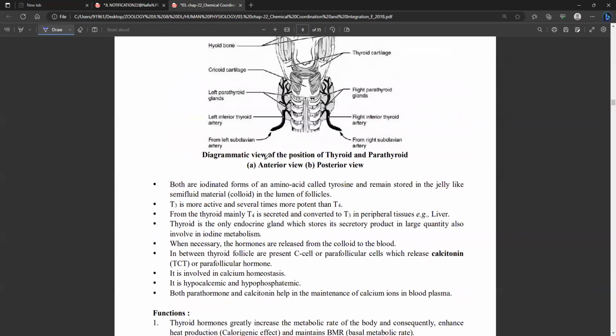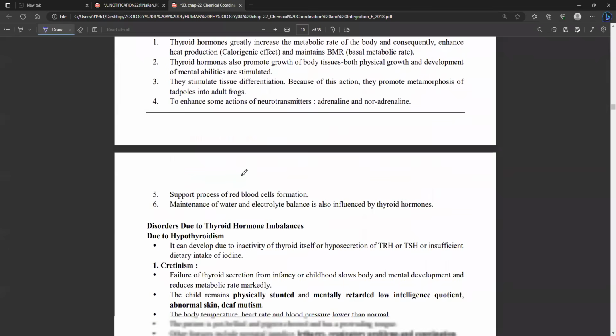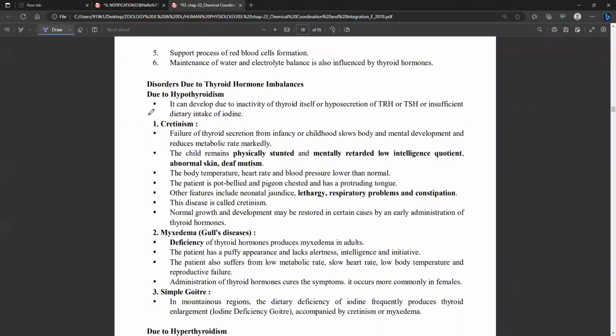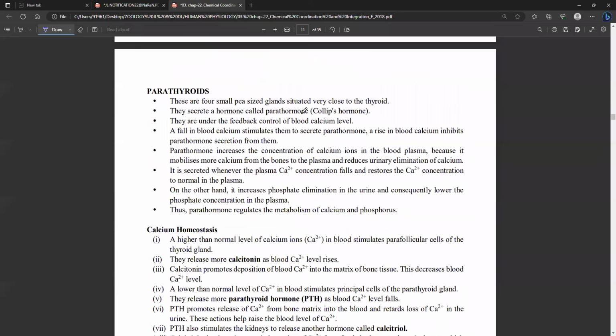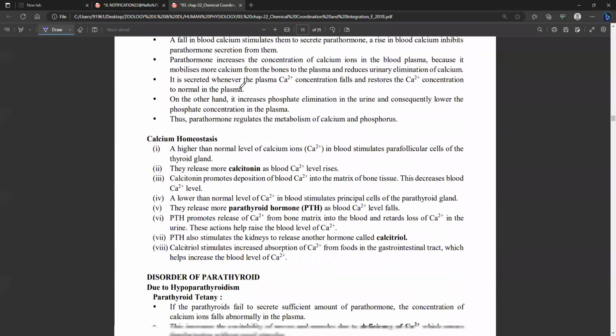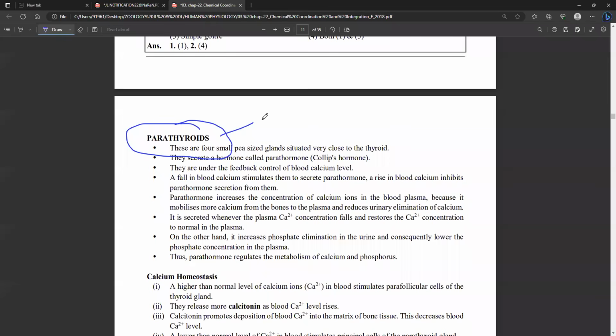Then most of the time the questions will come from the thyroid gland with respect to the diseases. So I request all of you to read all the diseases with respect to T3 and T4. Never ever miss it. After the thyroid gland, read the parathyroid. Every student listen, the parathyroid plays a crucial role in the homeostasis of calcium.